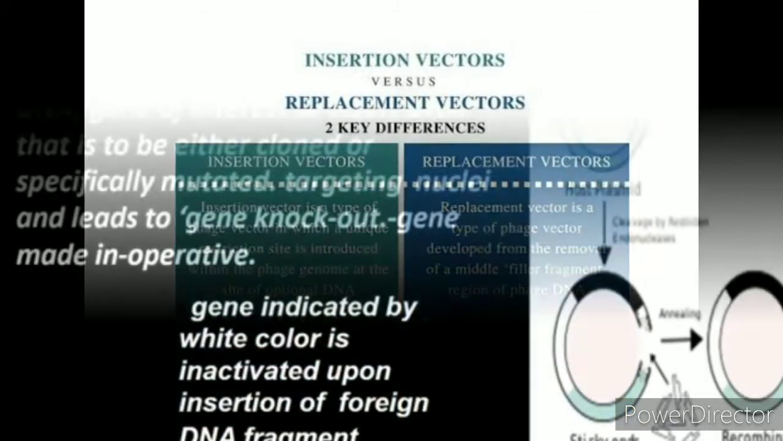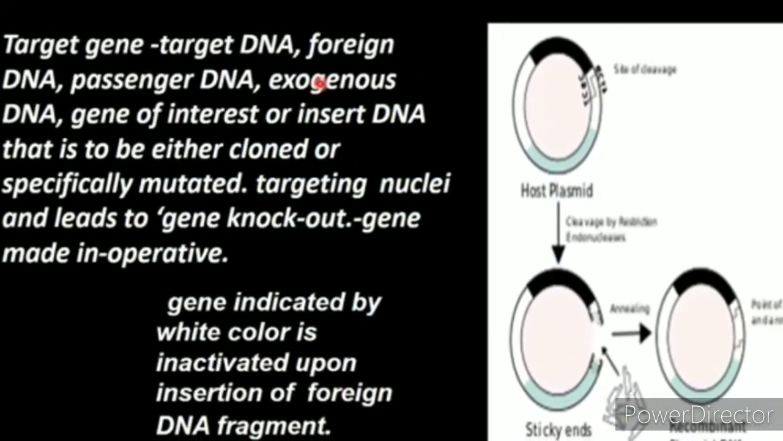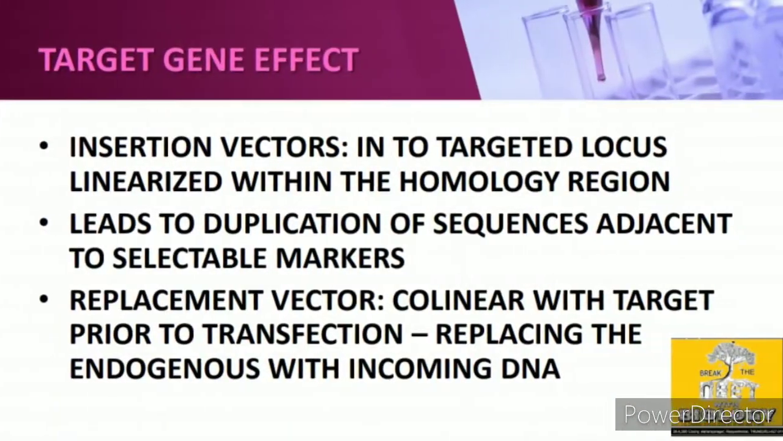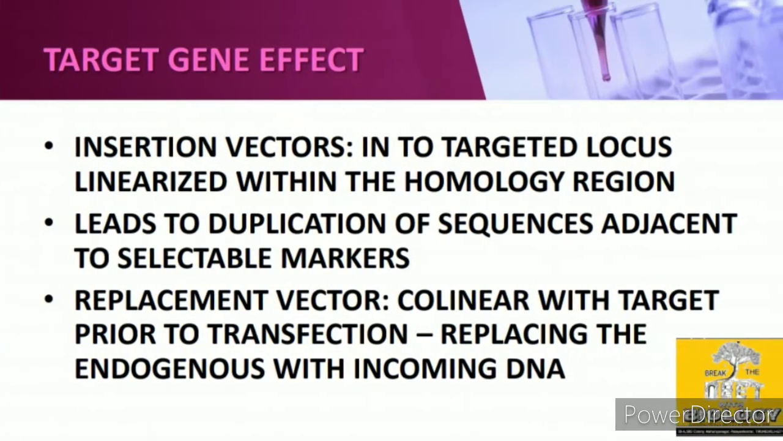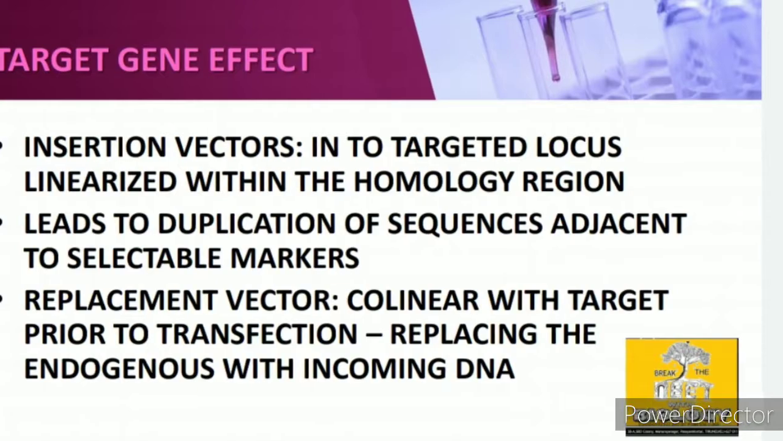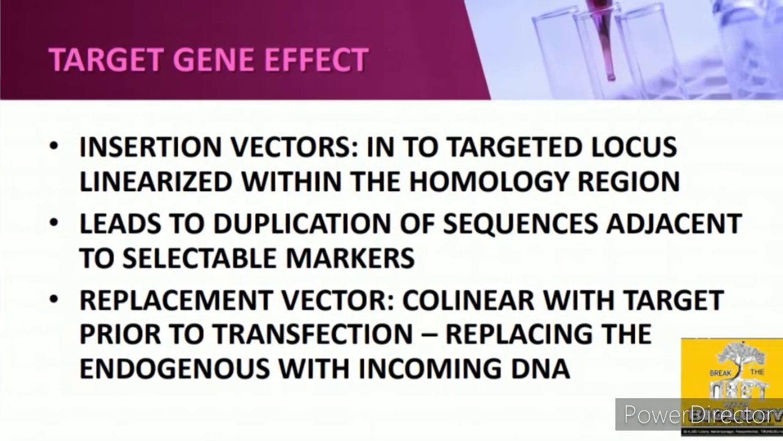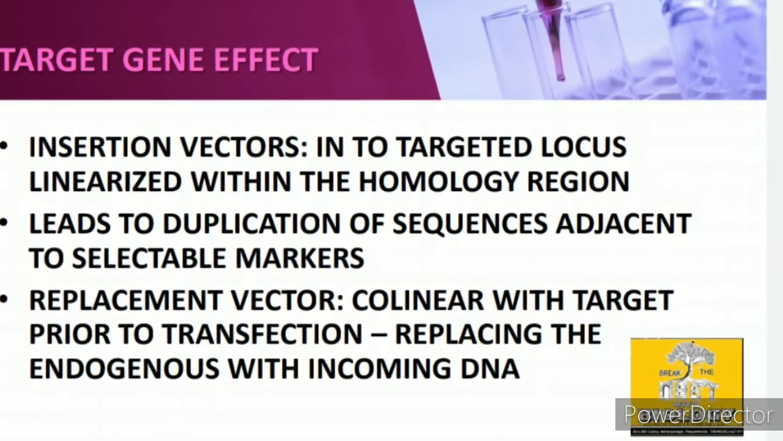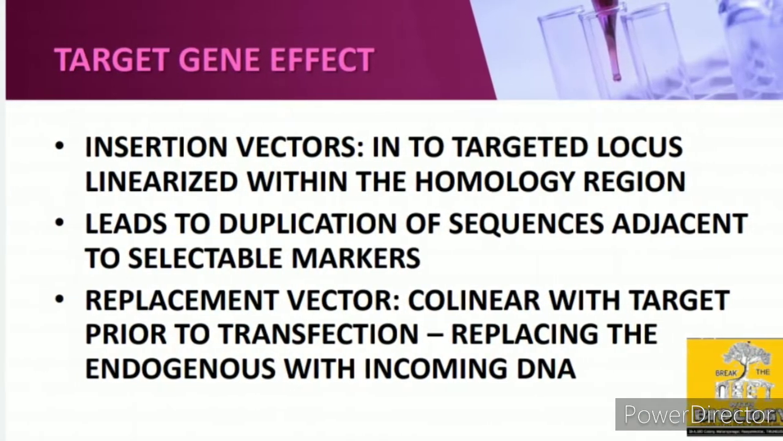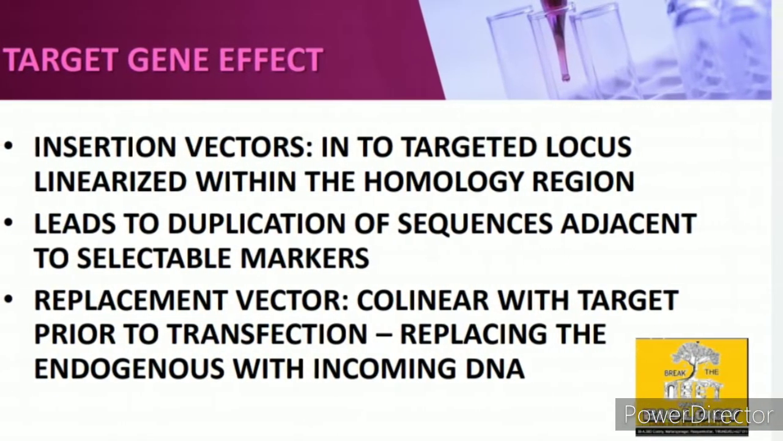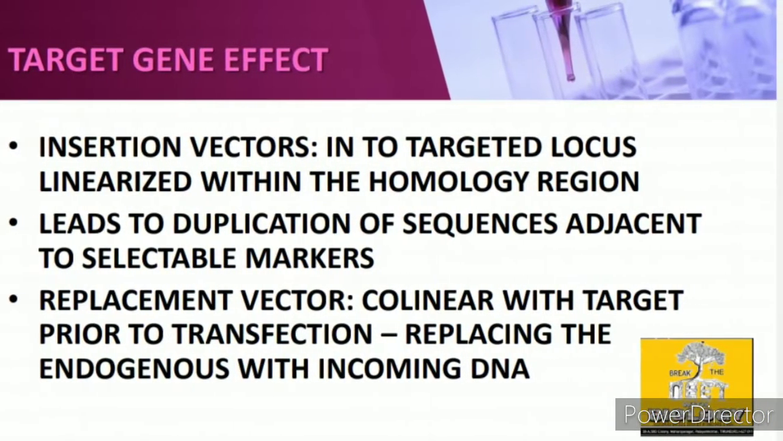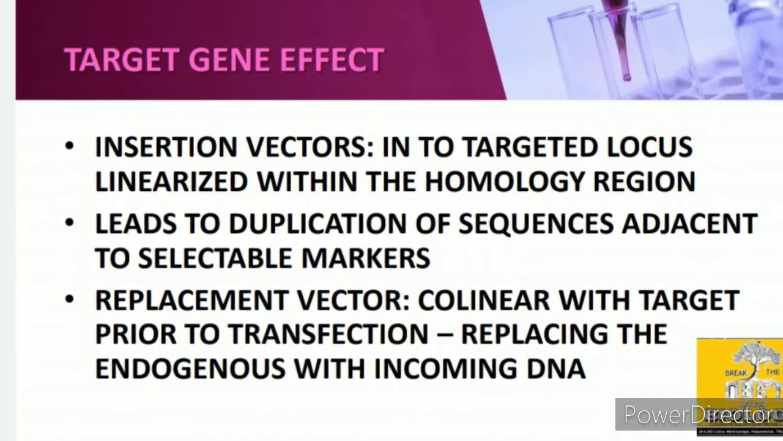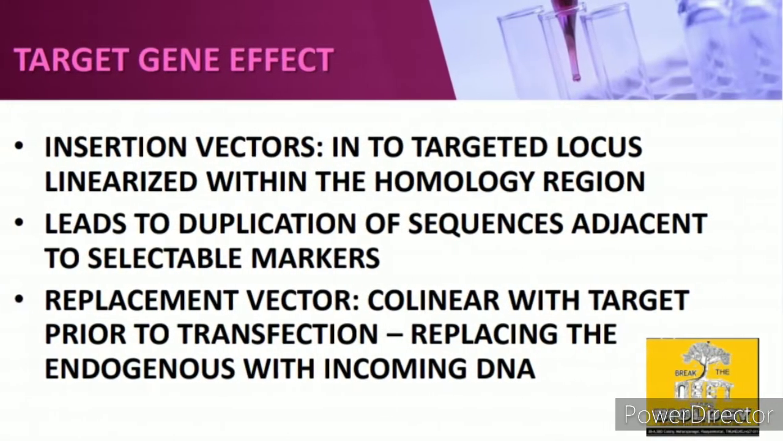Insertion vectors are entirely inserted into the targeted locus as the vectors are linearized within a homology region. Here, homology region refers to the situation where nucleic acid or protein sequences are similar because they have a common evolutionary origin. Initially, these vectors are circular but during insertion become linear. It leads to duplication of sequences adjacent to selectable markers.